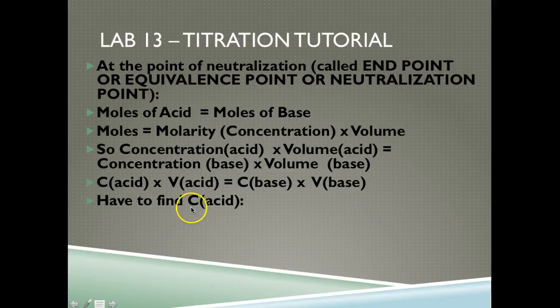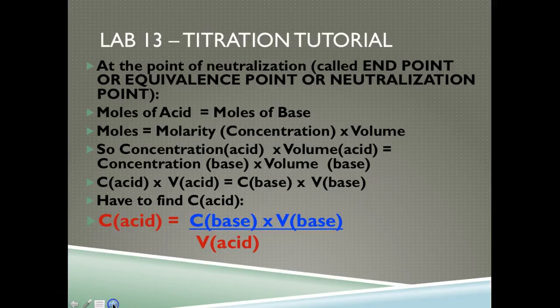Then how do you find the C acid? You divide both sides by V acid, and that's what you'll do. So if you divide both sides by V acid, you will end up getting the concentration or the molarity of acid. So the molarity of base times its volume in liters divided by the volume of the acid in liters will give you the molarity of the acid.